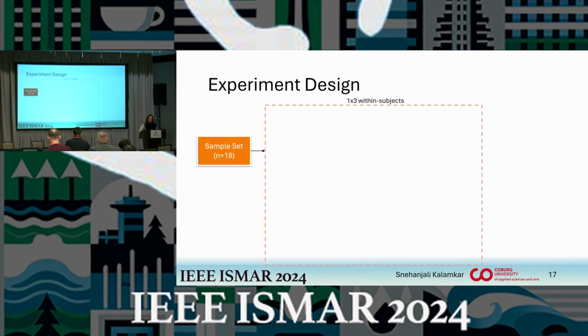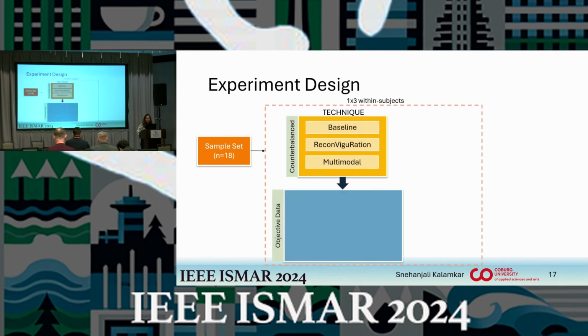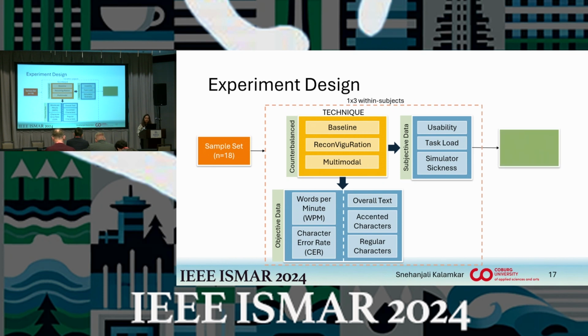Our experiment was conducted as a 1x3 within-subjects design, and the independent variable was technique, which could be baseline, reconfiguration, and multimodal. For objective data, we collected text entry rate in words per minute and the character error rate for overall text, only for accented characters, and regular characters. For the subjective data, we collected questionnaire data from the System Usability Scale, NASA Task Load Index, and simulator sickness. After all the conditions, the participants filled out a preference questionnaire and an interview about their likes and dislikes in each technique.